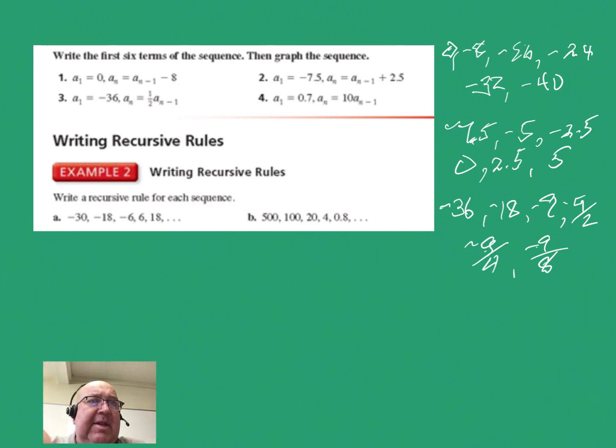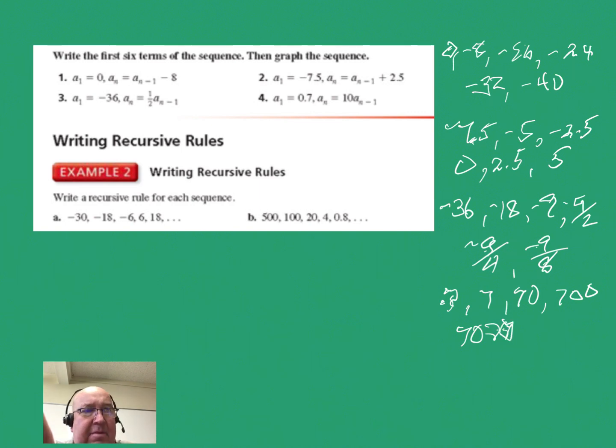Next one, we're starting at 0.7, and we're multiplying by 10. So we get 7, 70, 700, 7,000, 70,000. And that's just all we do.